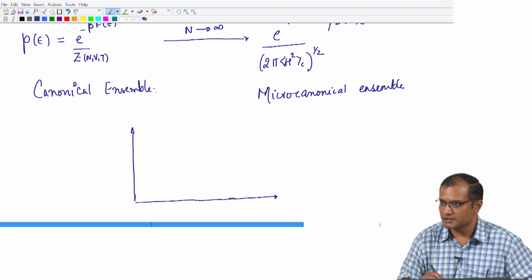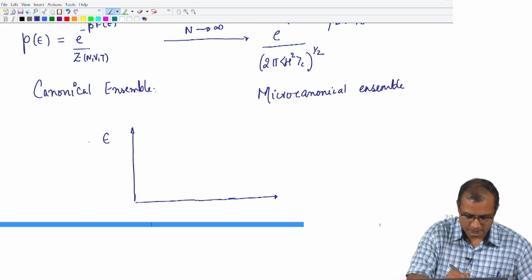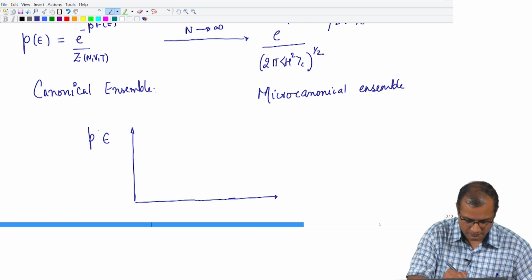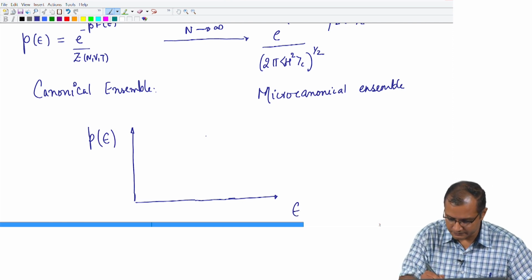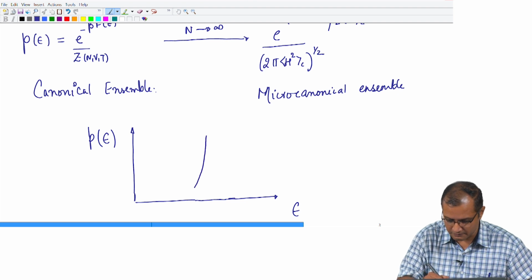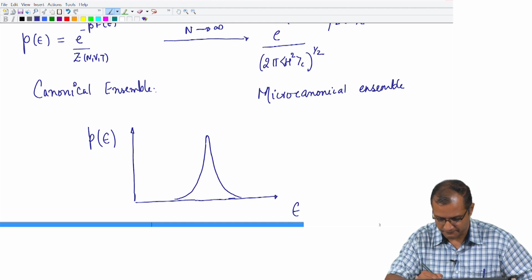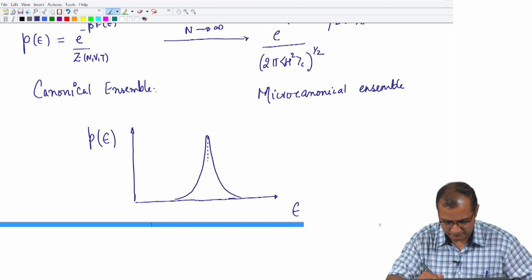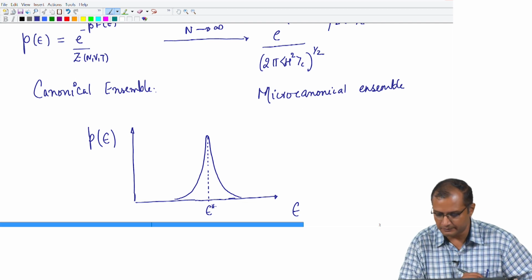So, let us sketch a picture here. This is our energy distribution, and this is a Gaussian that is centered at the most probable value of the Gaussian. So, I am going to call it E star.